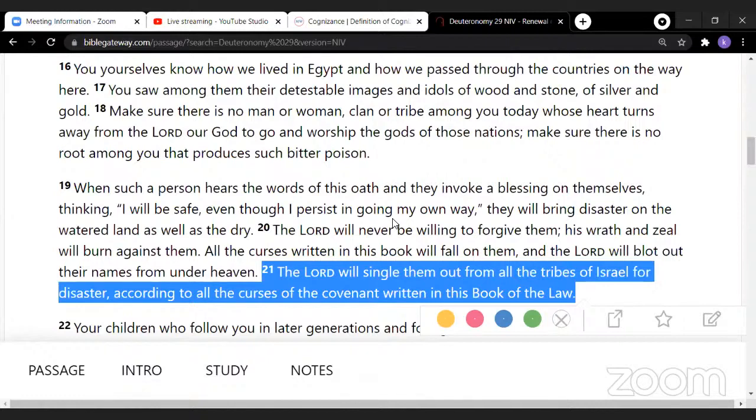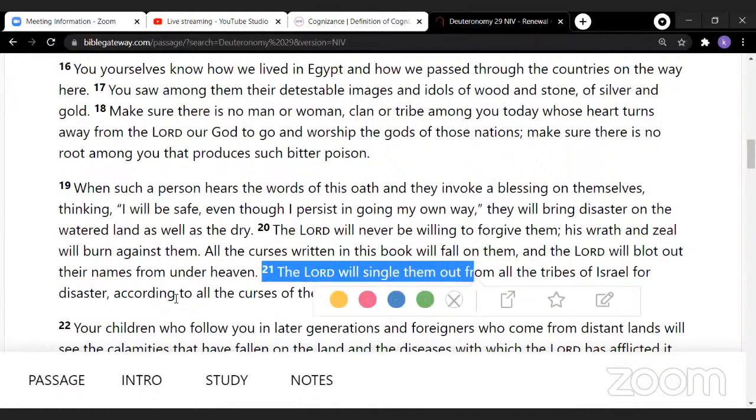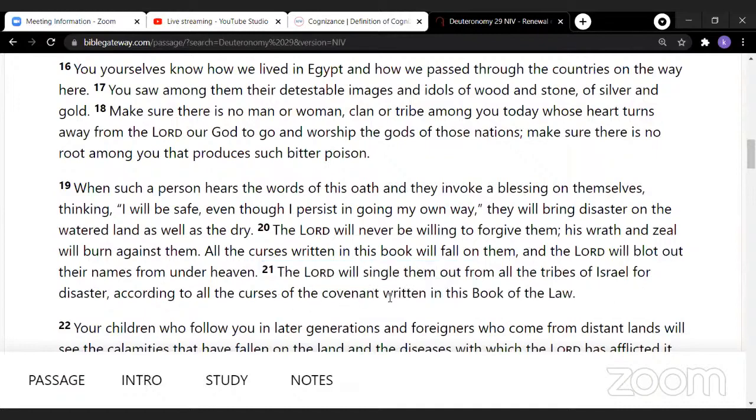I hear you. Can I point this out? Verse 21. It says the Most High will single them out from all the tribes of Israel for disaster, according to all the curses of the covenant written in this book of the law. Wow.